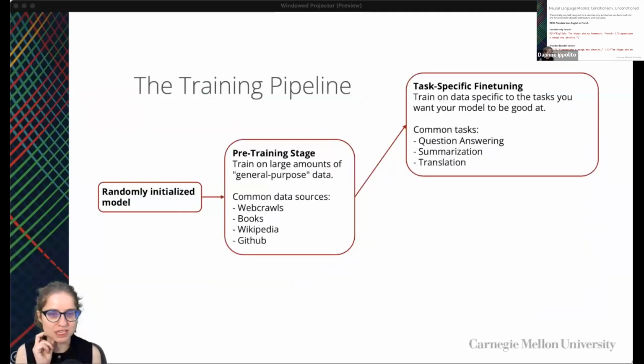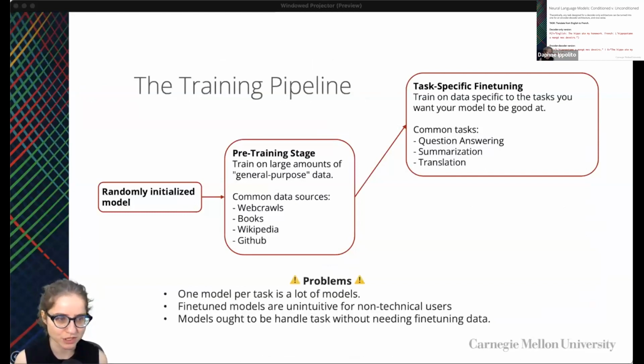And so in the past, people tended to do task-specific fine-tuning. You would collect a fine-tuning data set for the task that you wanted your model to be good at, and then you would fine-tune on that task. People did this for tasks like question answering or summarization or translation. But there are several problems with this approach. One is that this results in a lot of models, 1 model per task. If you have 50 tasks, suddenly you have 50 models, which is maybe fine if your models are really small, but is not something OpenAI can do if their models are hundreds of billions of parameters.